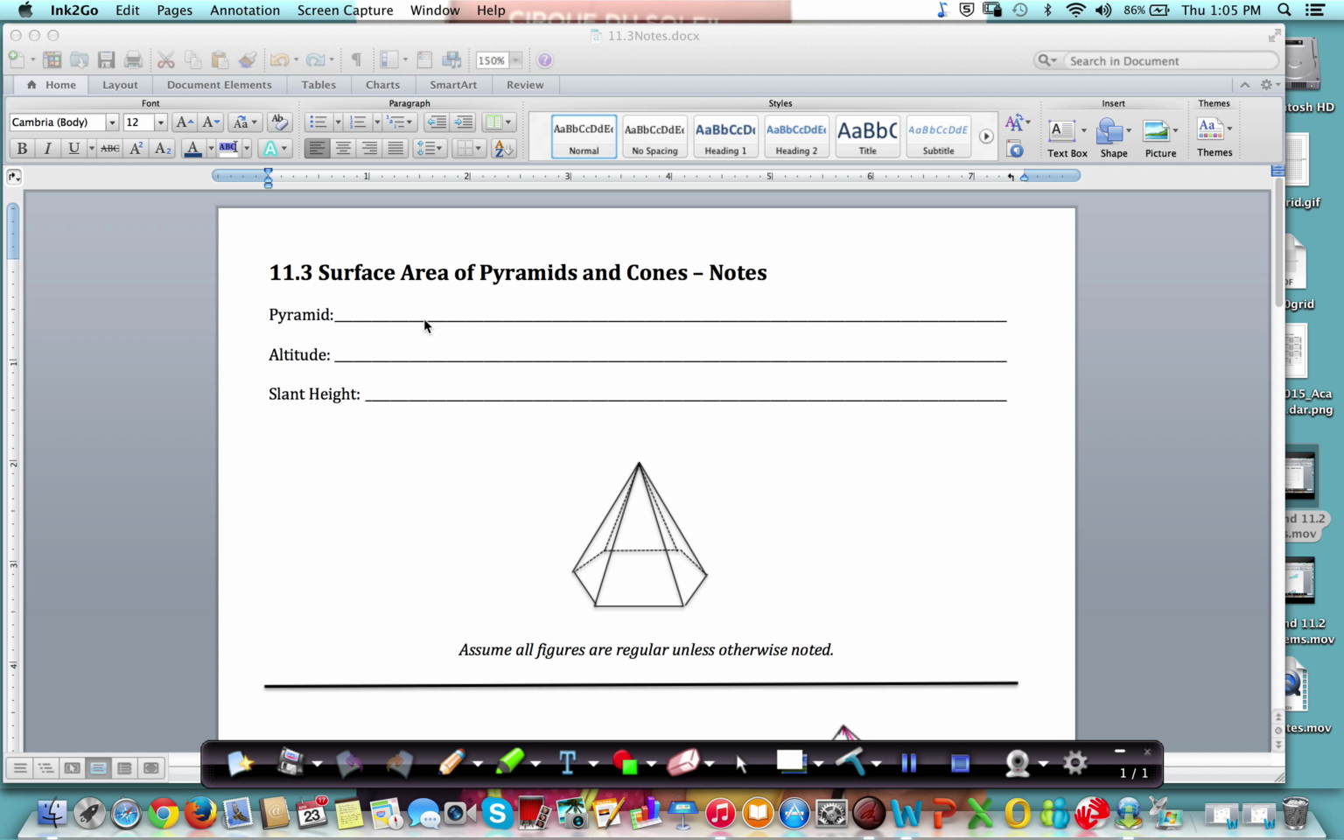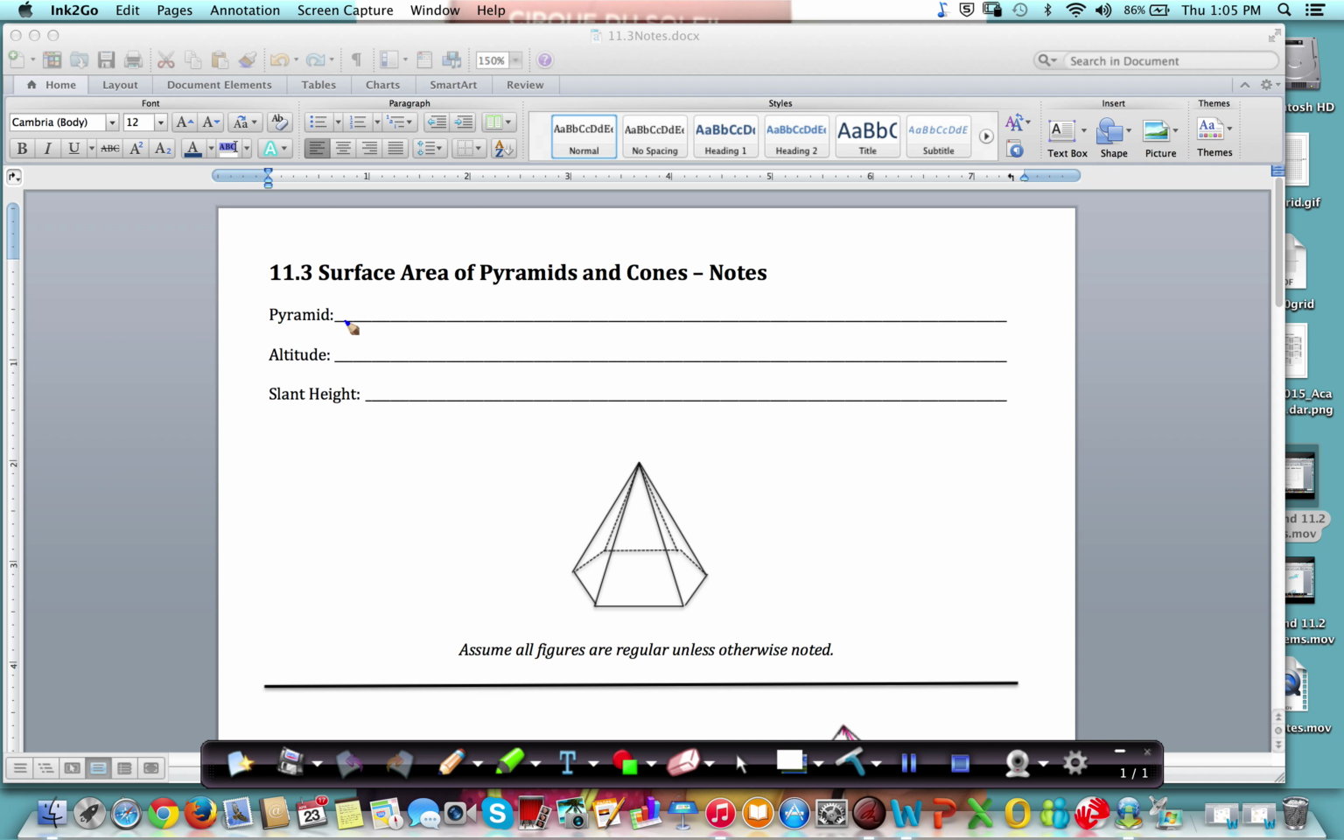So we're going to take a couple minutes and start on the surface area of pyramids and cones. So these are polyhedrons. Remember, they're all polyhedrons, but they have specific names based on their shape. So this particular one that we're talking about right here is a pyramid. So this is the pyramid down here.